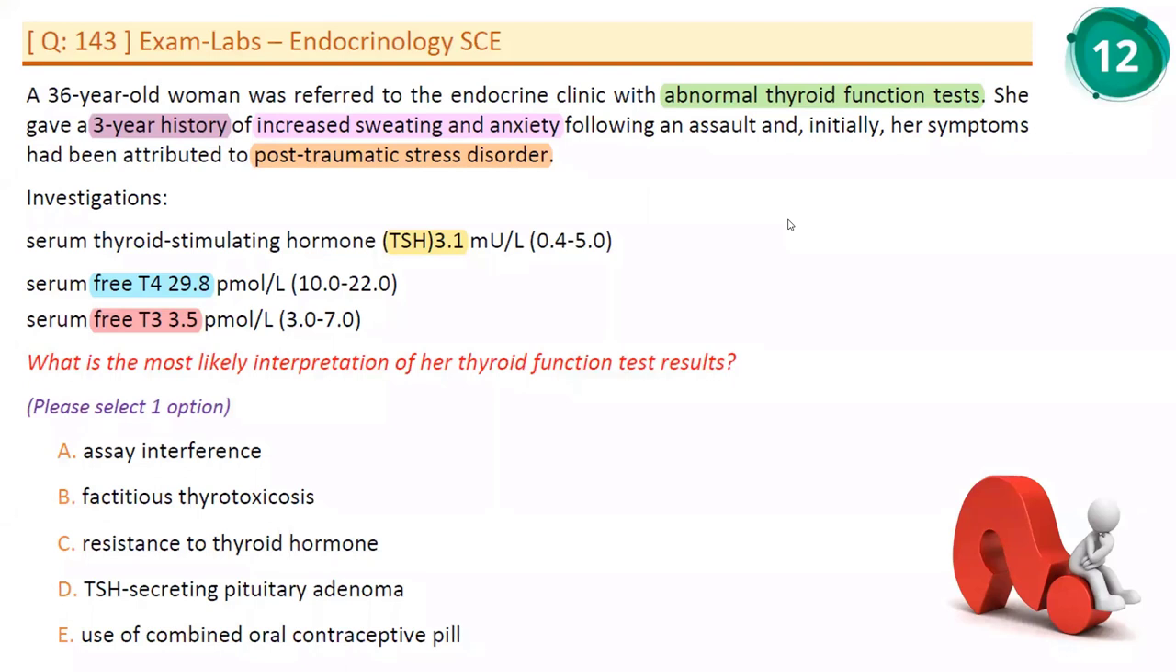So what is the next option? E, use of combined oral contraceptive pills. How do oral contraceptive pills affect the thyroid function test? They increase TBG, so they affect all the total thyroid hormones. If any female uses combined oral contraceptive pills, the total T4 and total T3 will be elevated with normal free thyroid hormone and normal TSH. So this is also not combined oral contraceptive pills.